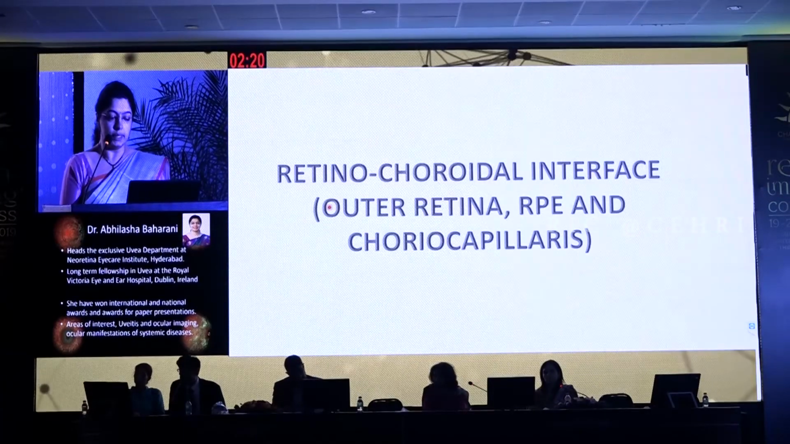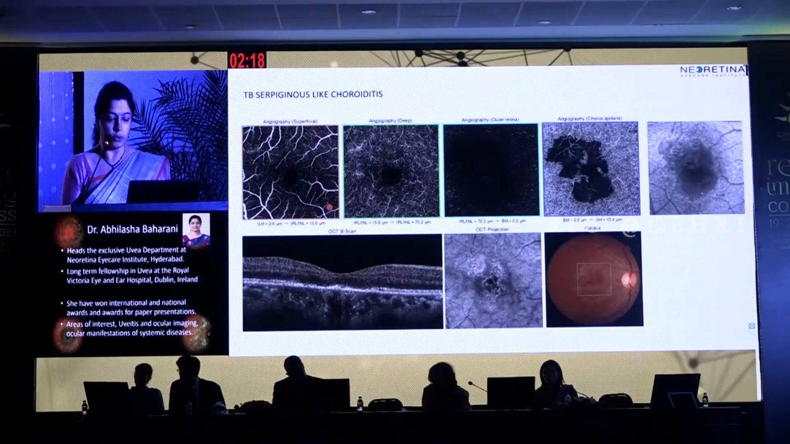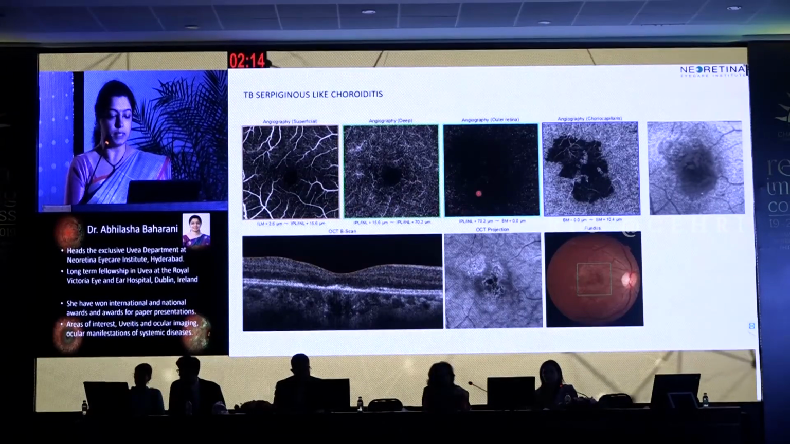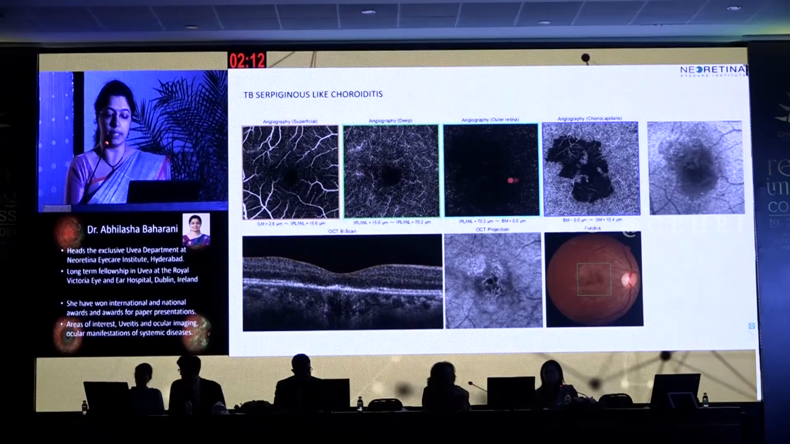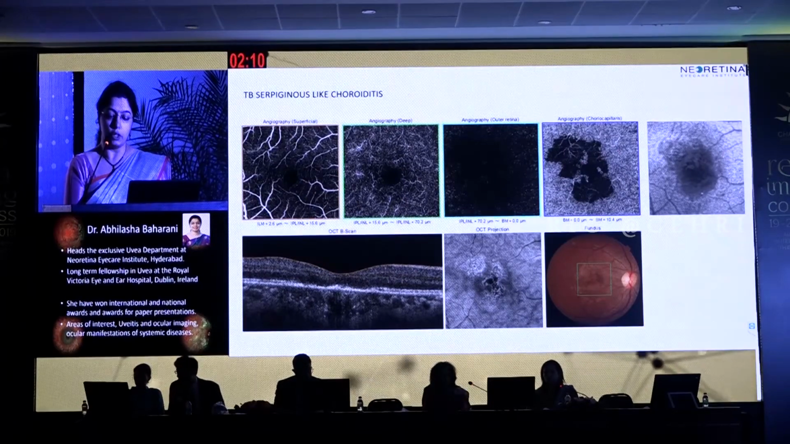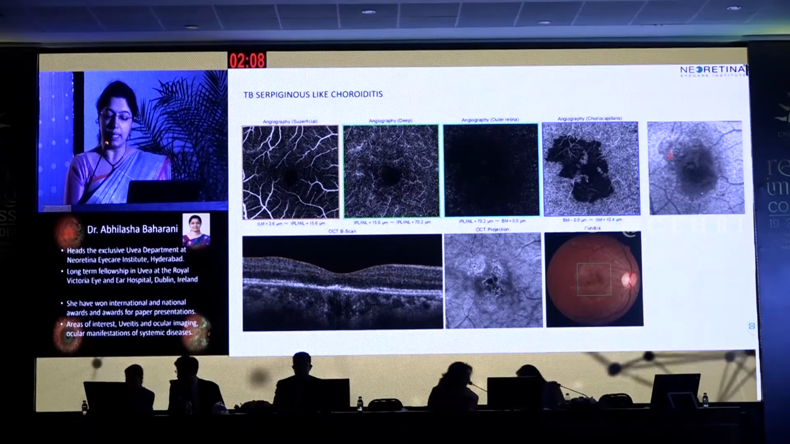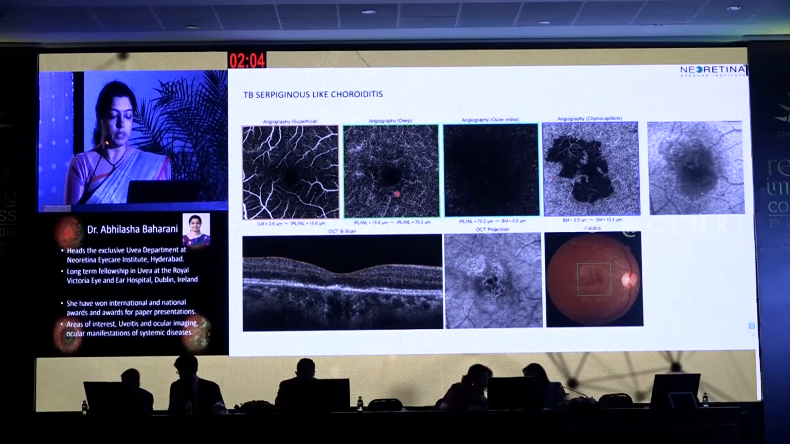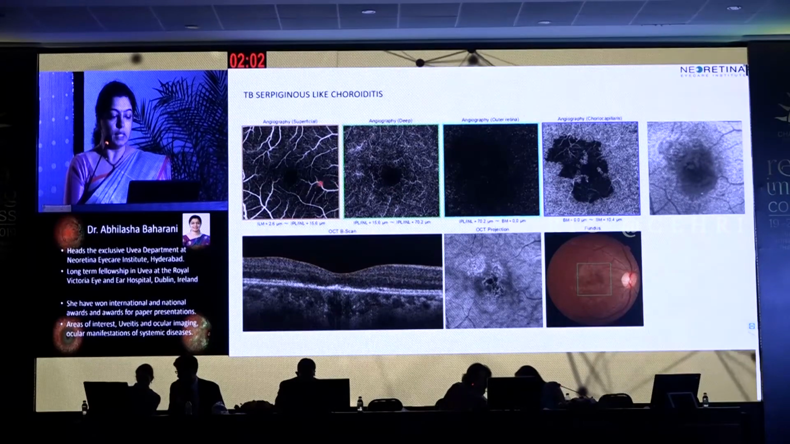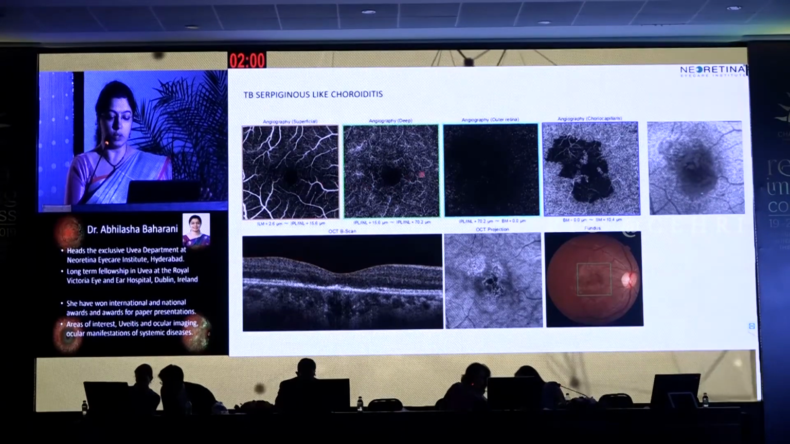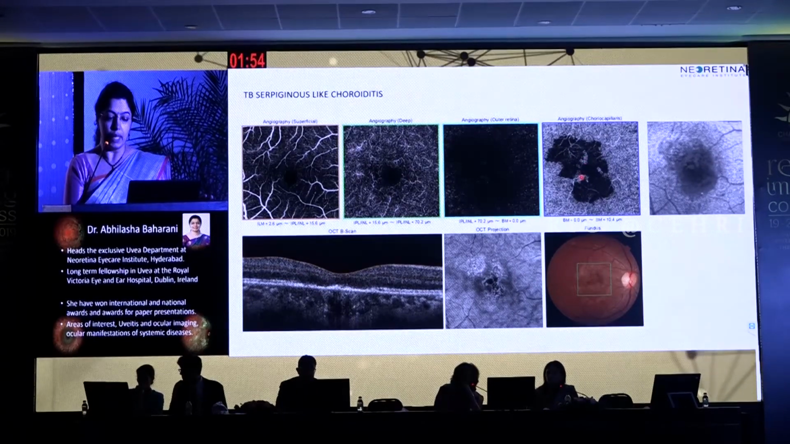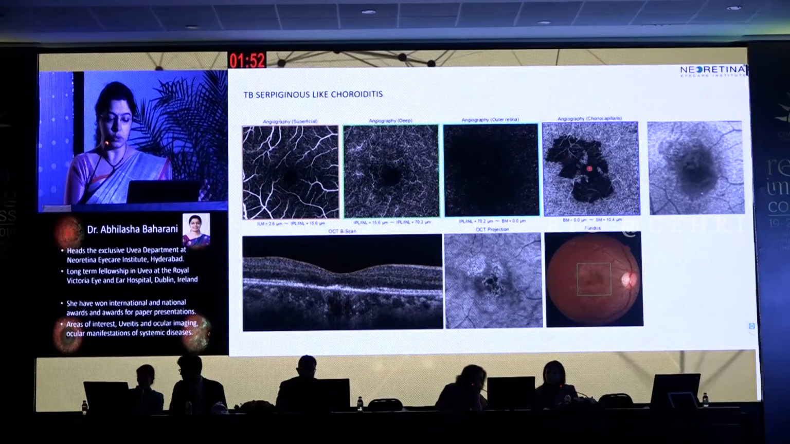Coming to retinochoroidal interface or outer retina, RPE and choriocapillaris imaging. Now, as covered by Dr. Anirudh, this is a case of TB serpiginous-like choroiditis. And this is the fundus autofluorescence picture. This is the active edge where you see hyperautofluorescence. In the OCT angiography, you see that the superficial and deep plexus look unremarkable. And if you see, there are islands of choriocapillaris perfusion, and there is also flow void.